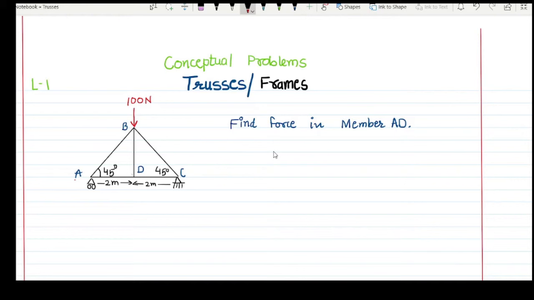Therefore, I am saying that this is a conceptual problem which actually involves understanding the concept of zero force member. In the given lecture, first we will understand the concept of zero force member and then we will solve this problem. So let's start with the zero force member.